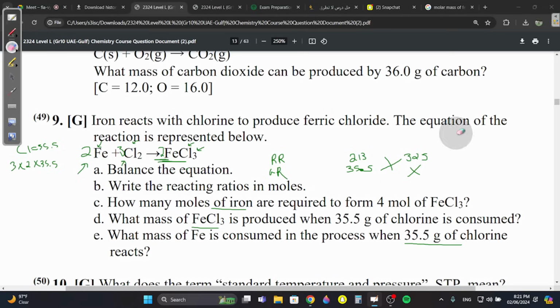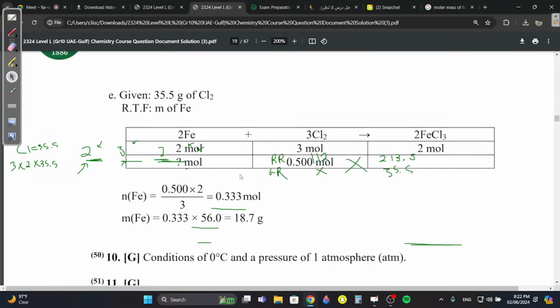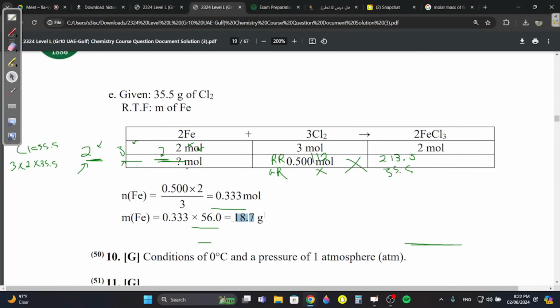So what mass of Fe? Same thing now. Same number. Why did I delete them? It was 71, 213. And then the GR, given chlorine, is 35.5. But now they're asking for Fe. What mass of Fe is consumed? Fe here is 2 times 56, it's 112, because Fe equals 56. In X, we don't know how many grams we have, so X. Cross multiply. Did they use mass in the solution or moles again? They use moles. You get 18.7.